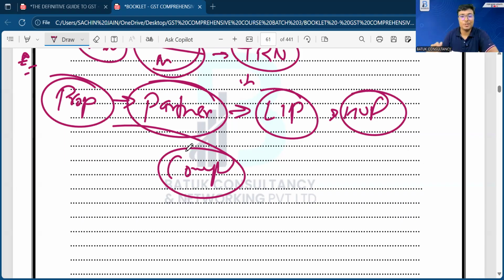Sorry. So let's start our discussion. When we are taking the GST registration, we may take it in the capacity of proprietor, partner, LLP, HUF or company. In a proprietorship case, we have to submit the details related to the proprietor.